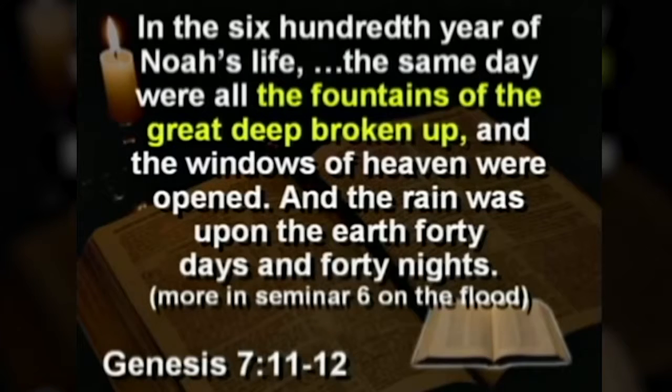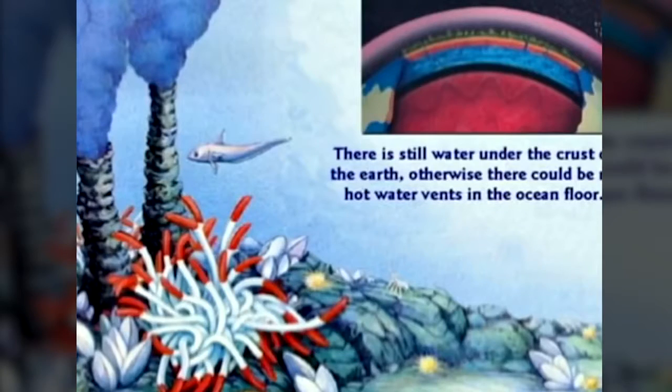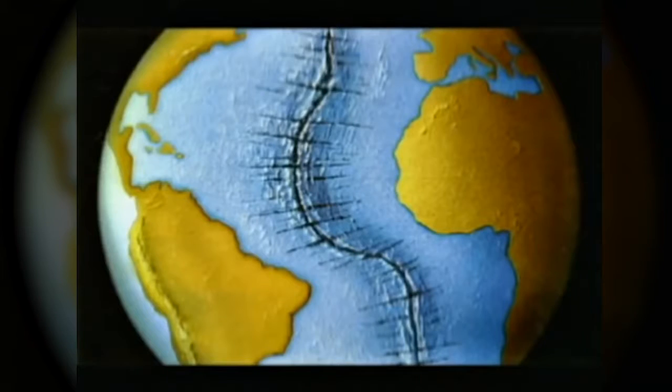By the way, there is still lots of water in the crust of the earth. Otherwise, you could not have hot water vents shooting up into the bottom of the ocean. If you have hot water squirting up into the bottom of the ocean, where does it have to be coming from? Lower than that, doesn't it? Still huge hot water vents in the bottom of the ocean. I think some of that water is still coming out. I think the earth today still has cracks where it broke open at the time of the flood.